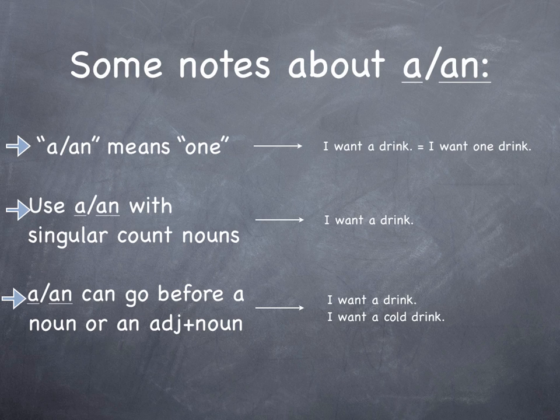So here are some notes about a and an. It means one, so I want a drink means I want one drink. We use a and an with singular count nouns, so I want a drink. A and an can go before a noun or an adjective plus noun. So I want a drink, I want a cold drink. A goes before the noun and the adjective plus noun, cold drink.